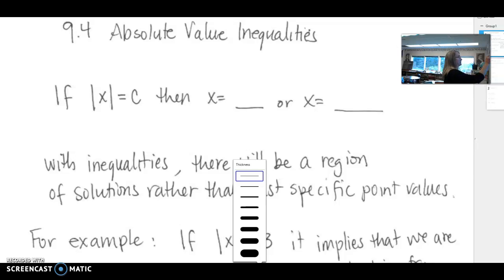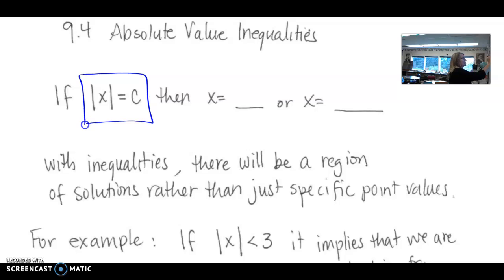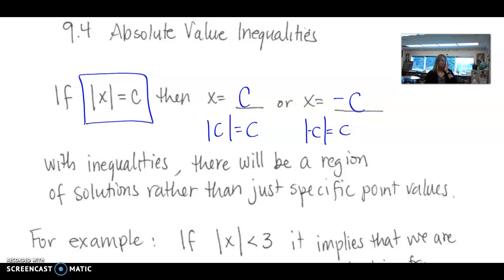Like, here's an absolute value equation: if the absolute value of x is equal to c, then x could either be c or negative c. Whatever c is, when you take its absolute value, you get a positive result. So if I put c in here, the absolute value of that would be c. And if it's a negative c inside here, when I take the absolute value, it becomes positive. So with inequalities, we're going to have a region of solutions rather than just a specific point value.